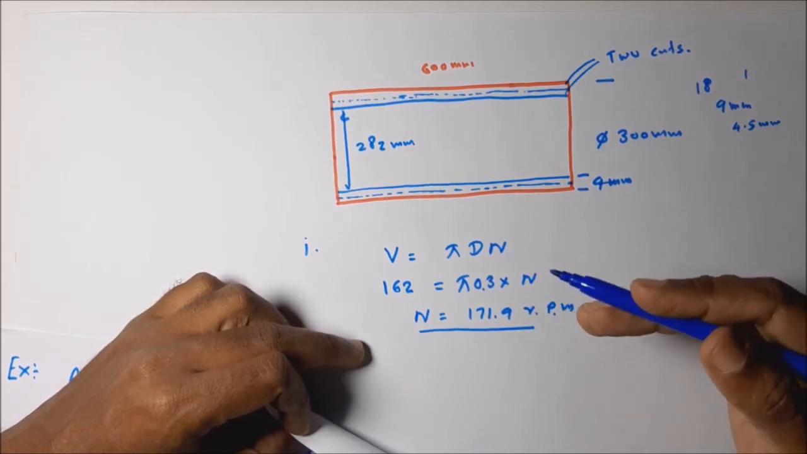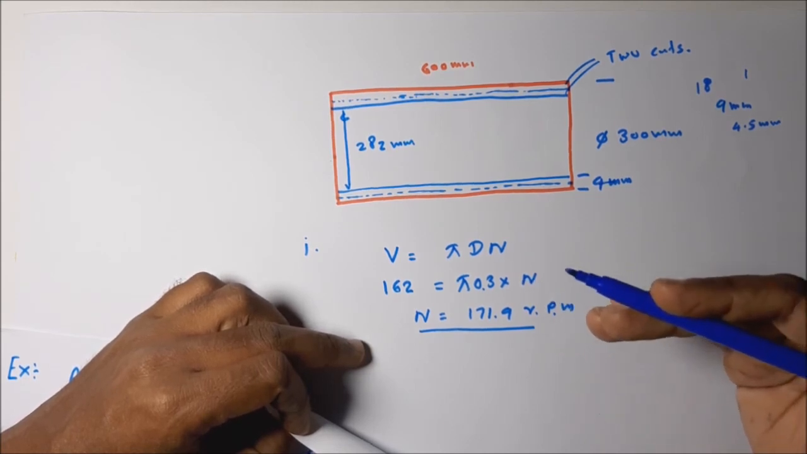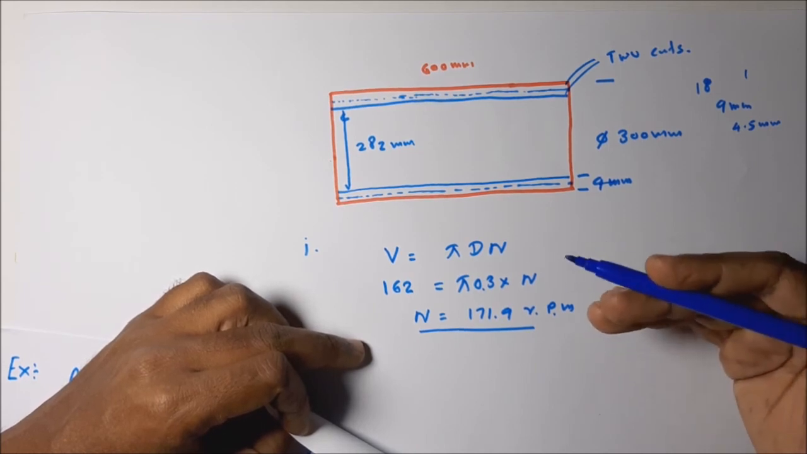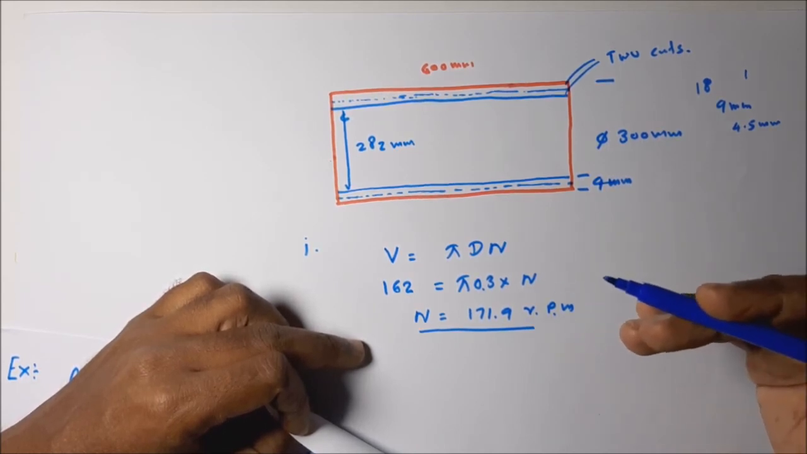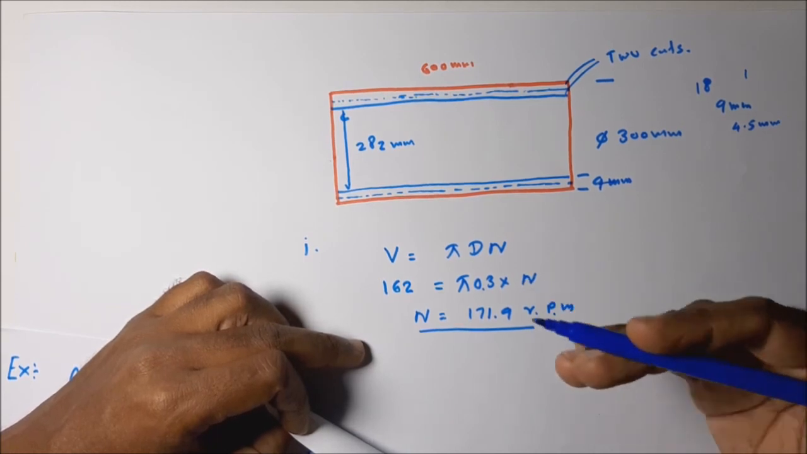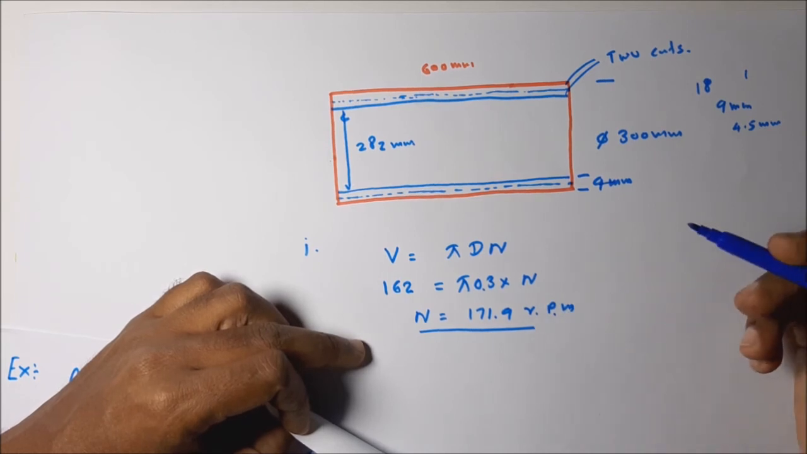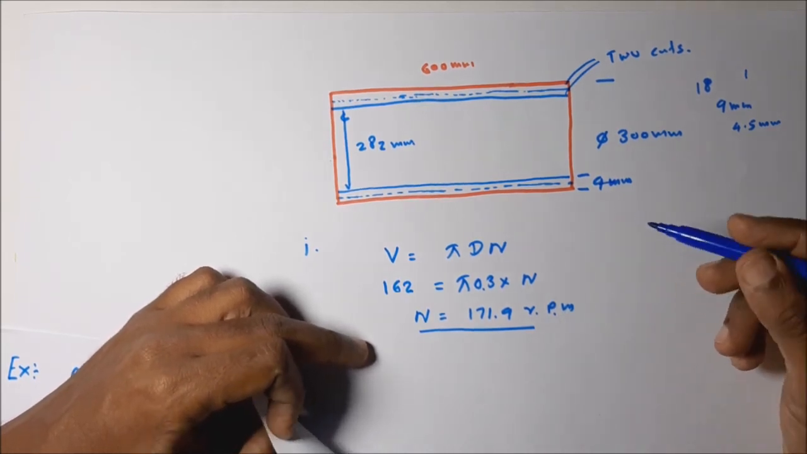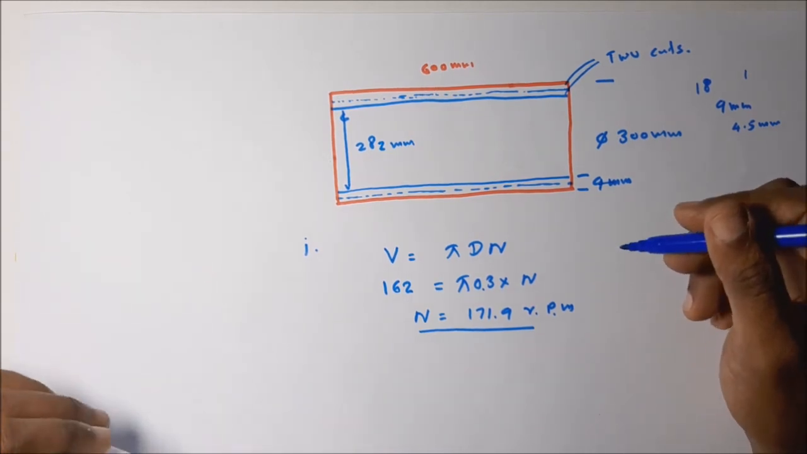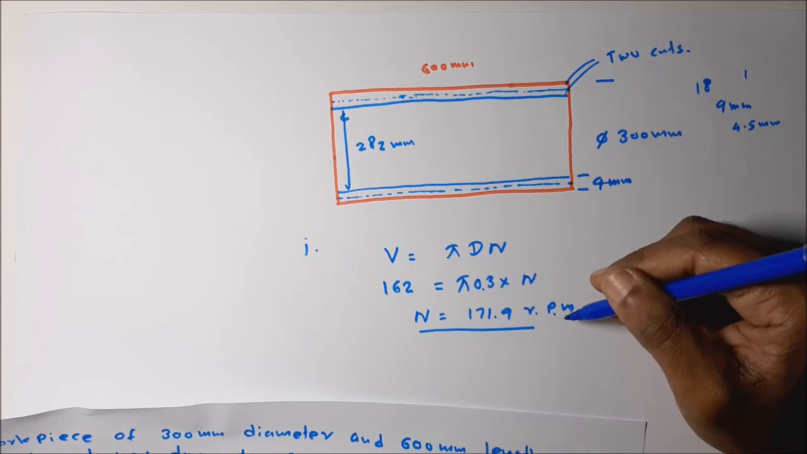If the lathe machine's gear position speeds are given, then you have to select the most suitable RPM value for the spindle from the available settable speeds. For your further calculation, you have to consider that speed, not the calculated speed. Keep that in mind. There's a problem in exam papers relating to that also. Then the spindle RPM we have calculated.